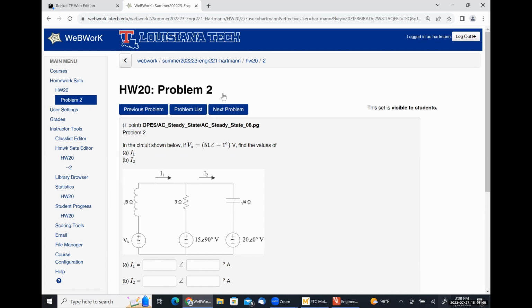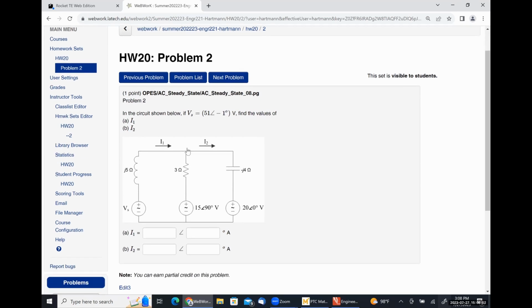Problem 2 here. Again, I believe MathCAD would be entirely unnecessary. So how I would work this problem personally is to set up a KCL equation at this node to find the voltage at this top middle node, because every other voltage is a known quantity, right? So we would have this voltage minus Vs over J5, plus this voltage minus 15 angle 90 over J3, plus this voltage minus 20 over minus J4, is equal to 0.